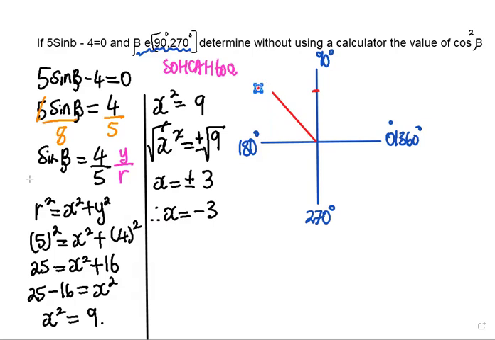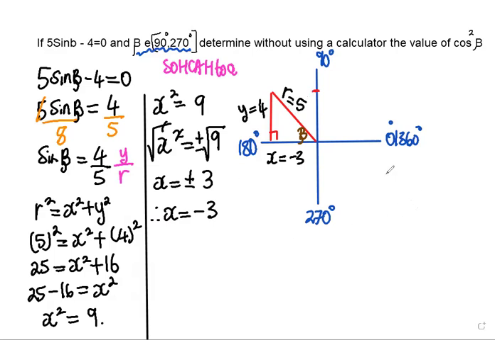So this is what you're going to do when you're drawing your diagram, because it's going to appear on the second quadrant, right? And then here, what you're going to write is angle beta, and then you put the values. So our x here, we have negative 3. Our y, sorry, y is this one, we have 4. And then the value of r, the hypotenuse side, is always positive, we have 5.